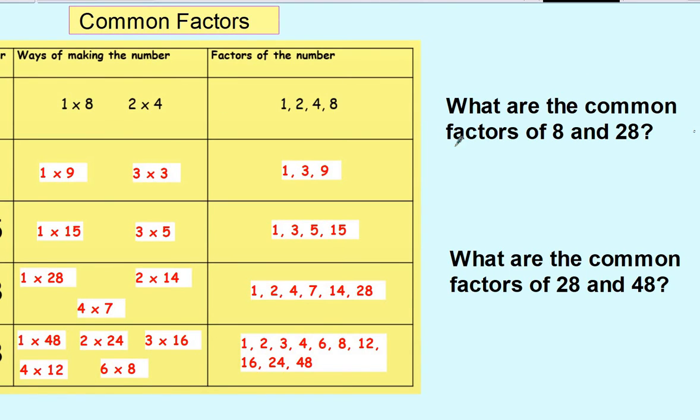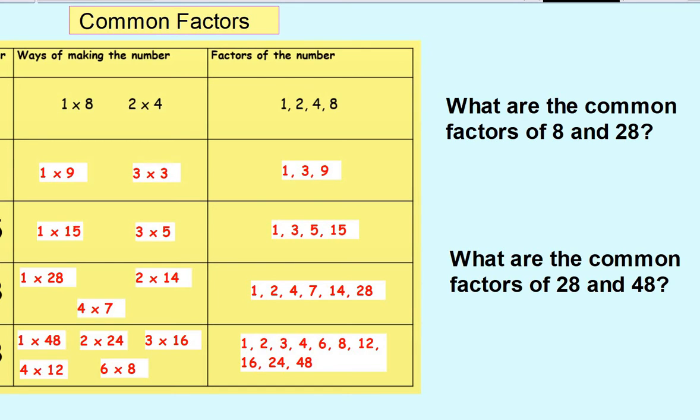Okay, let's go through some answers. I've got 1, 3 and 9 were my factors of 9. I've got 1, 3, 5 and 15 are my factors of 15. 1, 2, 4, 7, 14 and 28 were my factors of 28. And 48 has got loads of factors, well done if you got them all. 1, 2, 3, 4, 6, 8, 12, 16, 24 and 48.